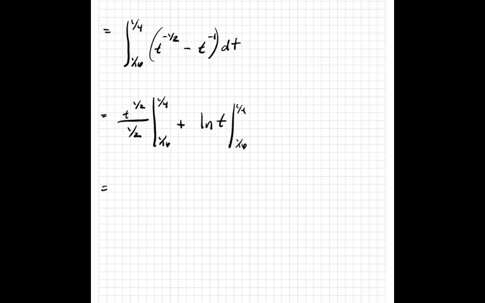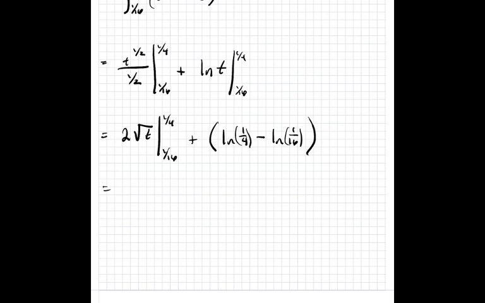So let me rewrite it. This is really 2 times the square root of t, evaluated from 1/16 to 1/4. And the natural log part is the natural log of 1/4 minus the natural log of 1/16. We're going to come back and evaluate that. The square root of a fourth is a half, so that's 2 times 1/2 minus 1/4.